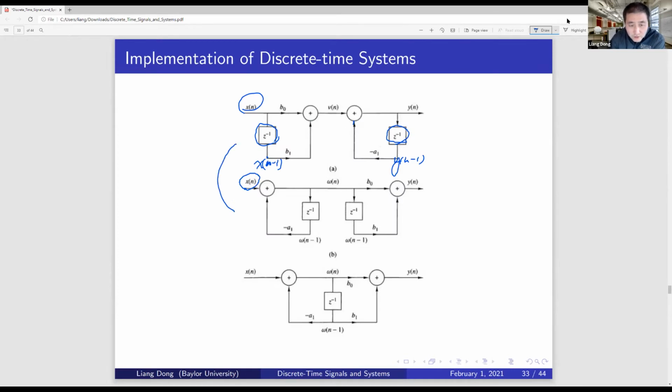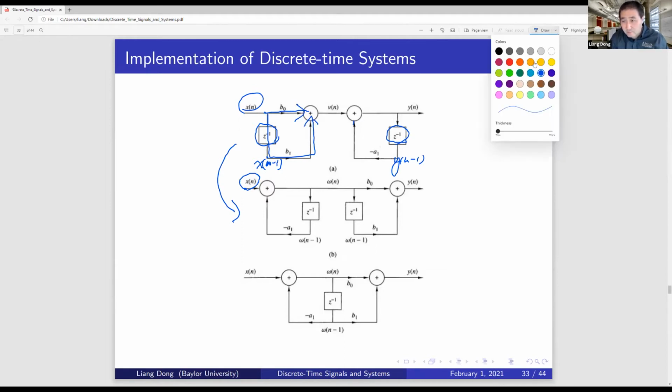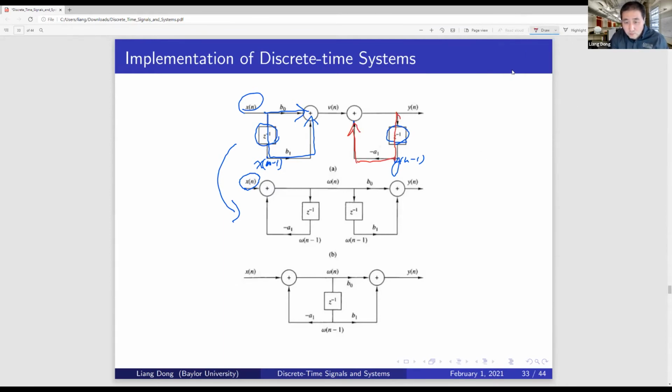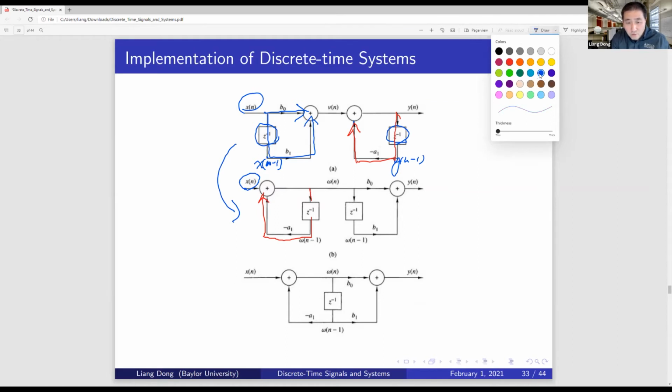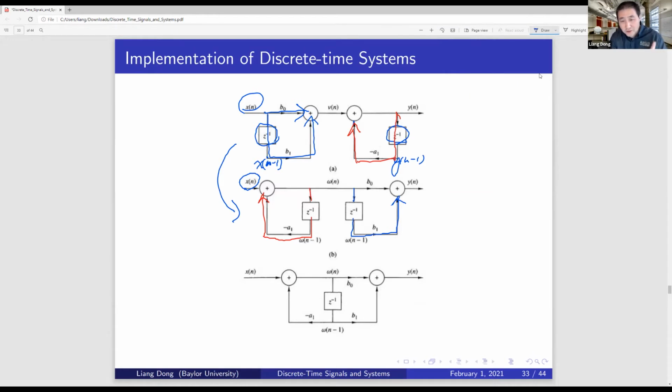Now from these two pictures, A to B, what has changed? If you just look at the structure, this is a feed forward part, and then I have a backward feedback loop. If you think of each as a block, now this feedback block is moving here, and this feed forward block is moving right here. I just exchanged the order.